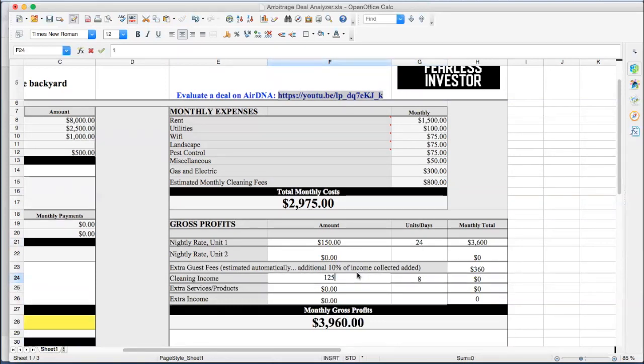So 125 times 8 is what it's going to automatically do. So we spent $800 on cleaning. We're making $1,000 on cleaning. That gives us a $200 profit.